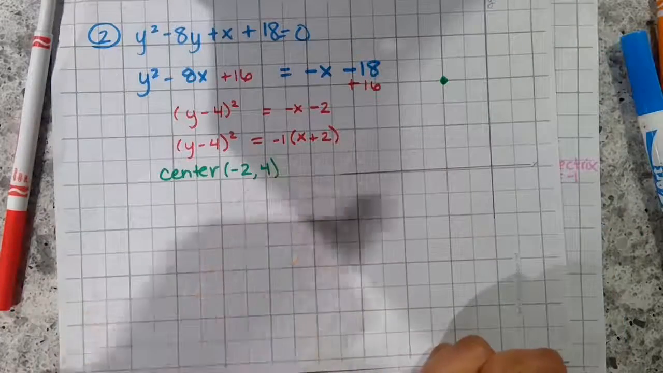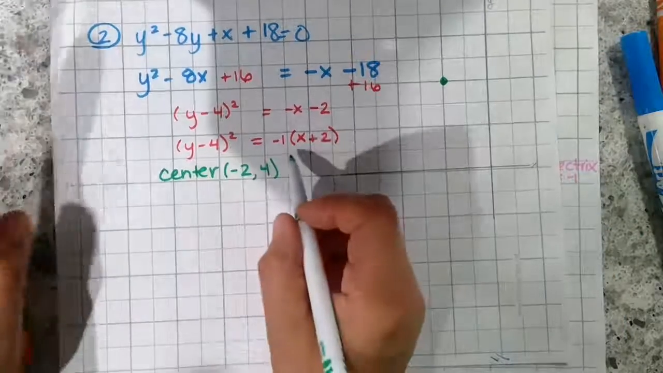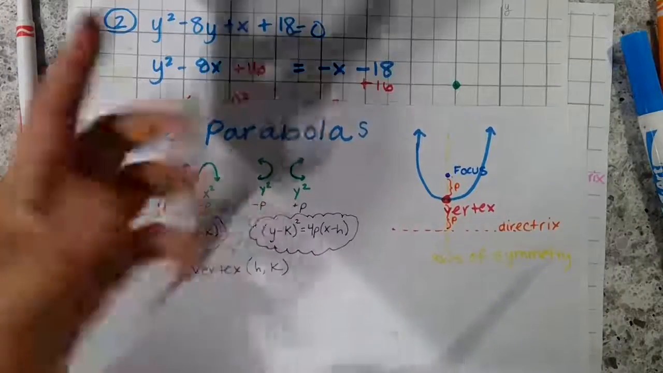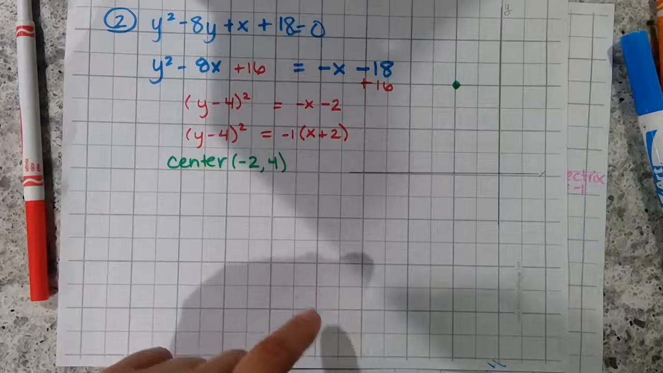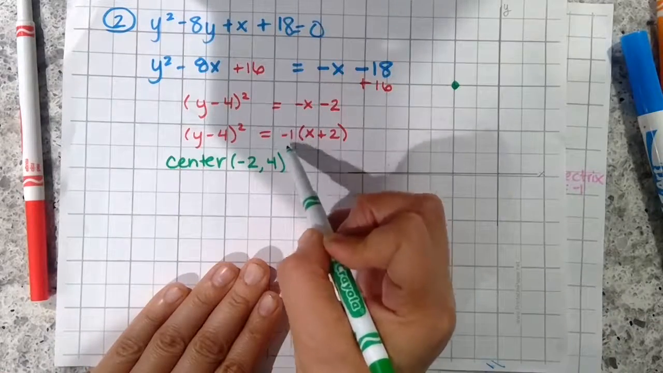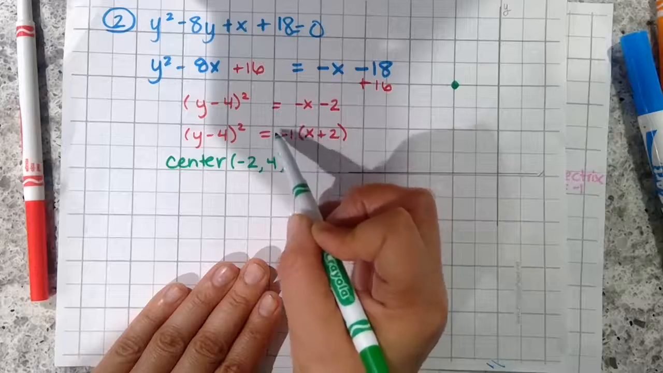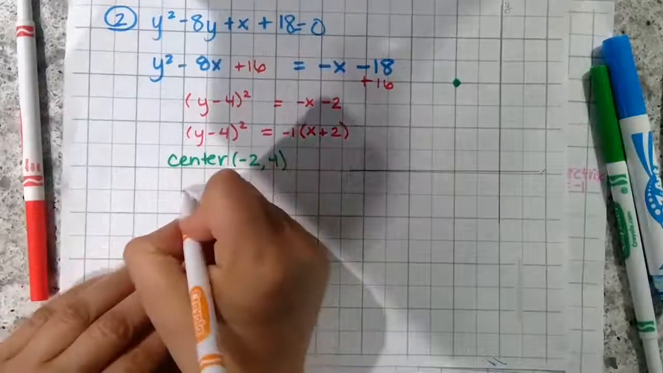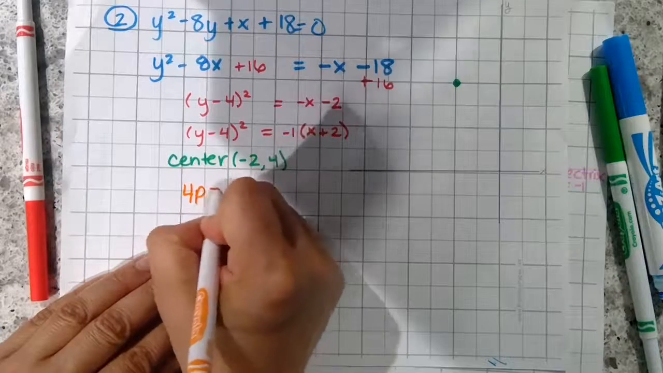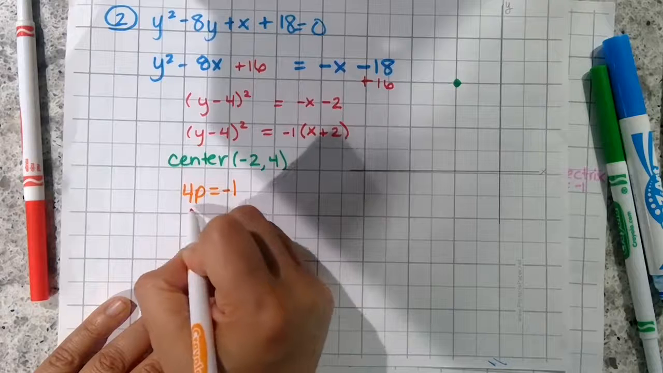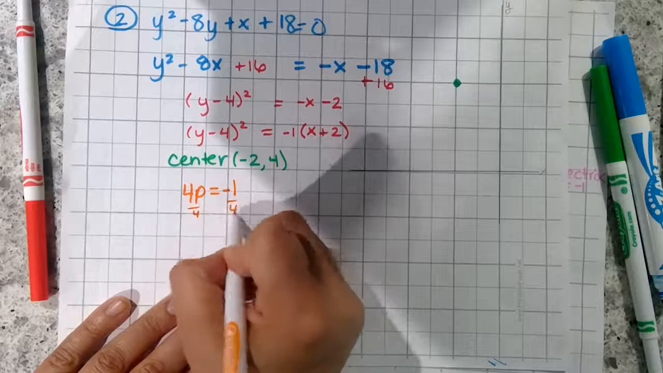I have to find my p-value. You know, because it's a y squared, that this graph is going to be opening left or right. So what would your p-value be, or how would you find it? The p-value is always the number that goes here. You're going to use that to set up your equation. So your equation is going to be 4p equals -1. Solve it for p, so divide by 4 on both sides.